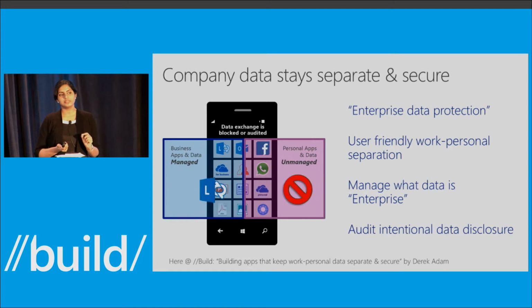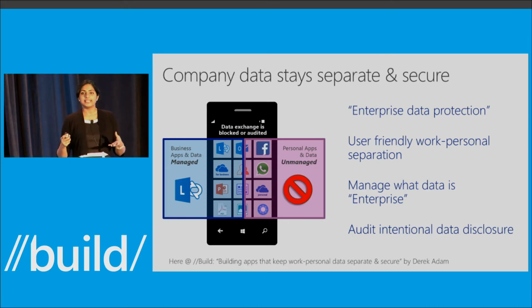In addition to this, if I, as the user, overrode your warning and still copied content from my official work document to Facebook, you can audit that and generate reports of intentional data disclosure. Talking about apps, enterprise apps in the context of enterprise data protection, you can write apps that are aware of personal and work data. To know more about how you can write enterprise data protection aware applications, there's a session tomorrow here at Build that would be extremely useful for you.